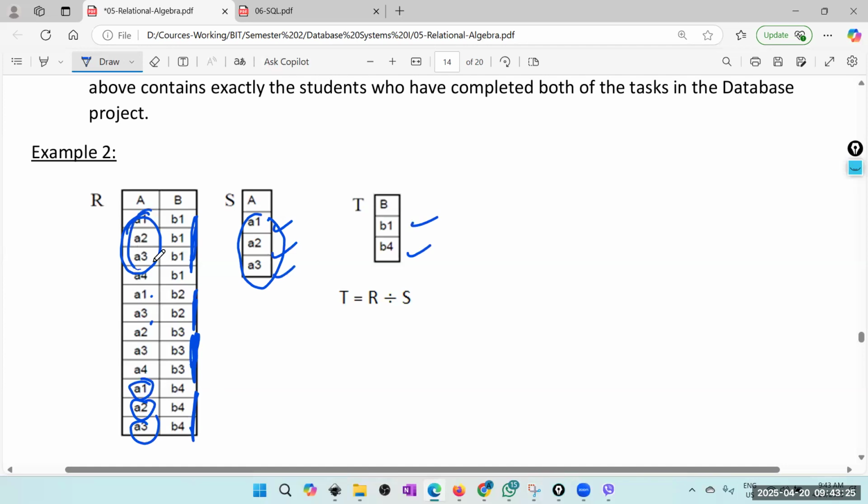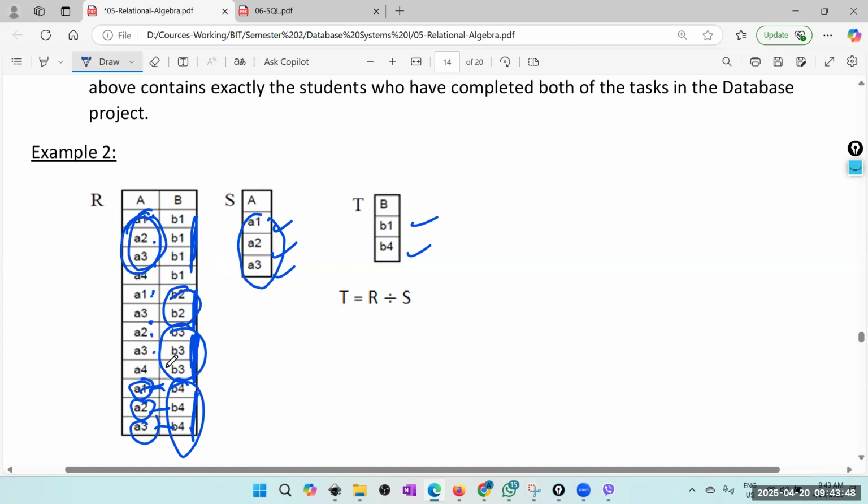So you need to take B1 because it's related to A1, A2, A3. You need to take B4 because it's related to A1, A2, A3. Obviously, you can't take B2 because it is related to only A1 and A3. You can't take B3 because it is not related to A1, though it is related to A2 and A3.